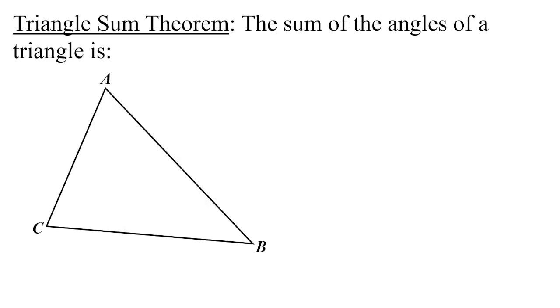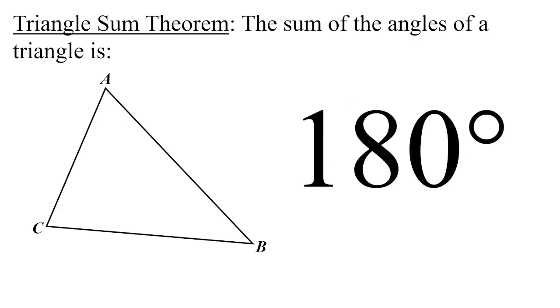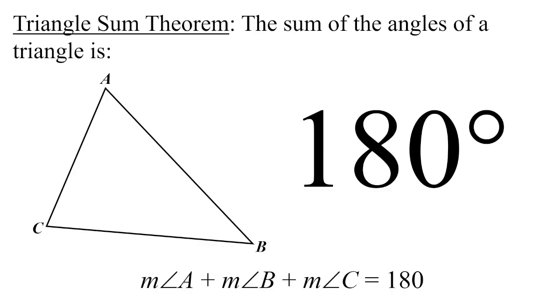And this is the theorem I'm talking about, the triangle sum theorem. The sum of the angles of a triangle is, wait for it, 180 degrees. All three of these angles add up to be 180. That's what the triangle sum theorem is saying.